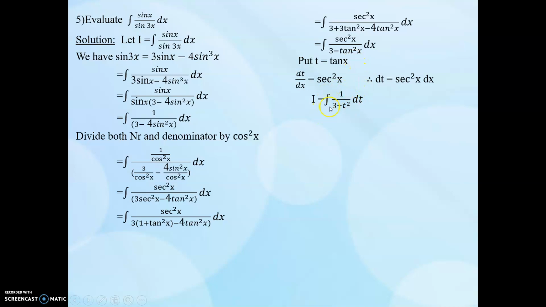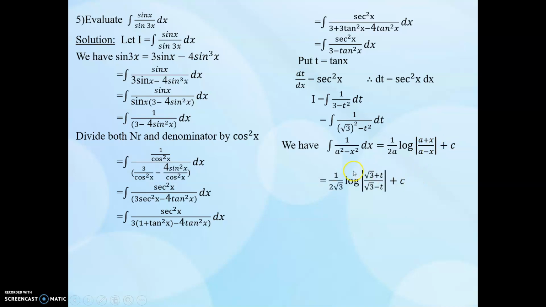Now this is in the format of 1 upon a square minus x square, you can make it. So in the next step you can write this as integral 1 upon root 3 whole square minus t square dt. And we know this formula, we have integral 1 upon a square minus x square dx is equal to 1 upon 2a into log mod a plus x upon a minus x plus c. That's equal to 1 upon 2 into root 3 log mod root 3 plus t upon root 3 minus t plus c.